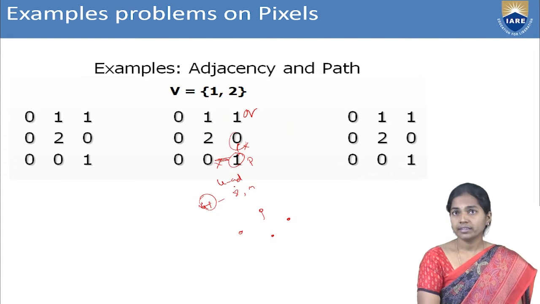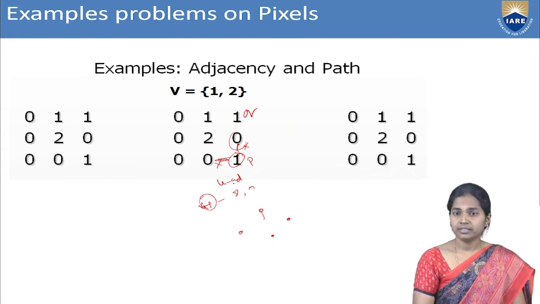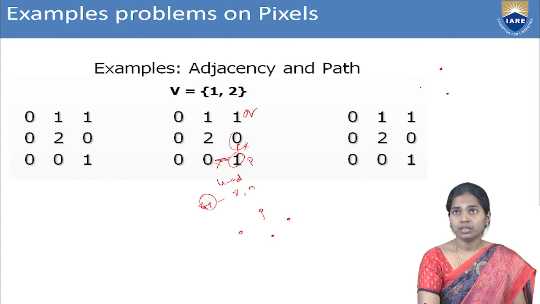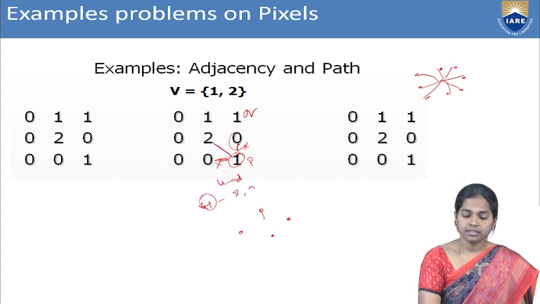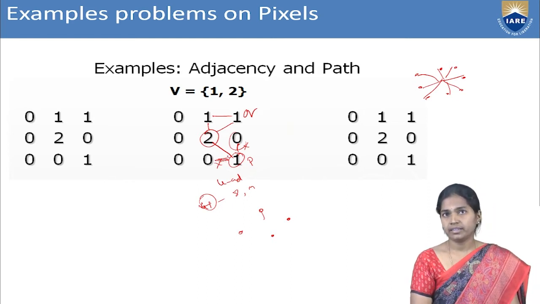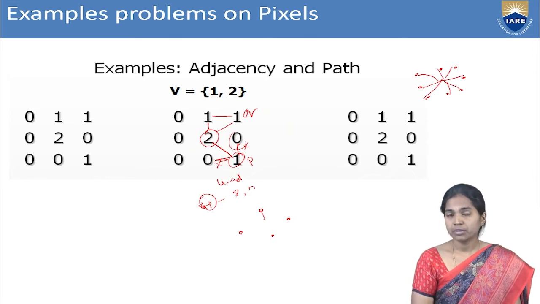So what about 8 adjacency? In 8 adjacency, we use top, bottom, left, right, and the diagonal form also. We can choose any one path. In this case, from here to here, we have 2 paths: one is this path, another one is this path. We can choose either one. So with the use of this adjacency, we are getting multiple paths.